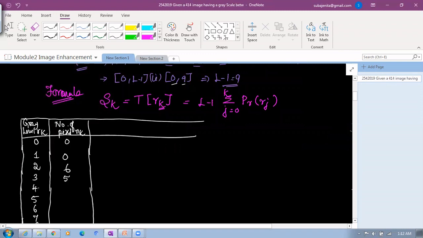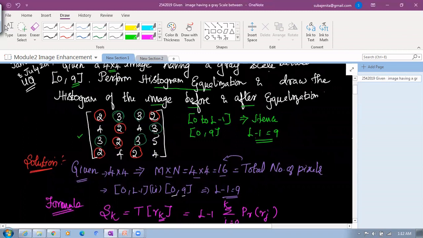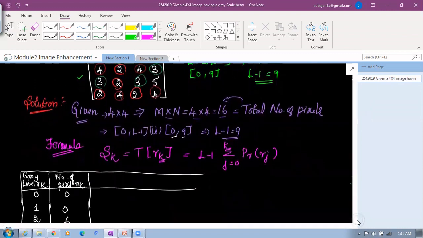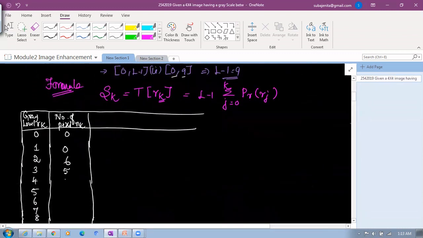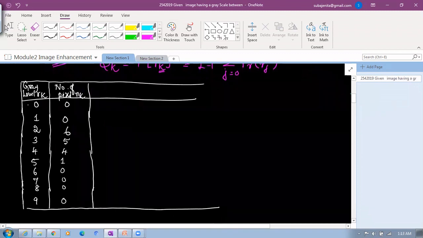Then let us check for the intensity level 4 and its frequency of occurrence. Frequency of occurrence for intensity level 4 is 1, 2, 3, 4 and 5 is 1 time. 4 has occurred 4 times and 5 has occurred 1 time. Rest of all the intensity level 6, 7, 8, 9 has not occurred at all, so I can make it as 0.